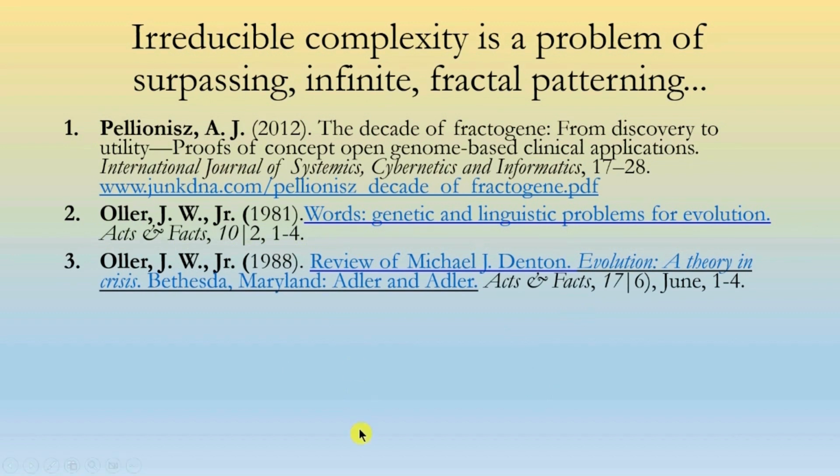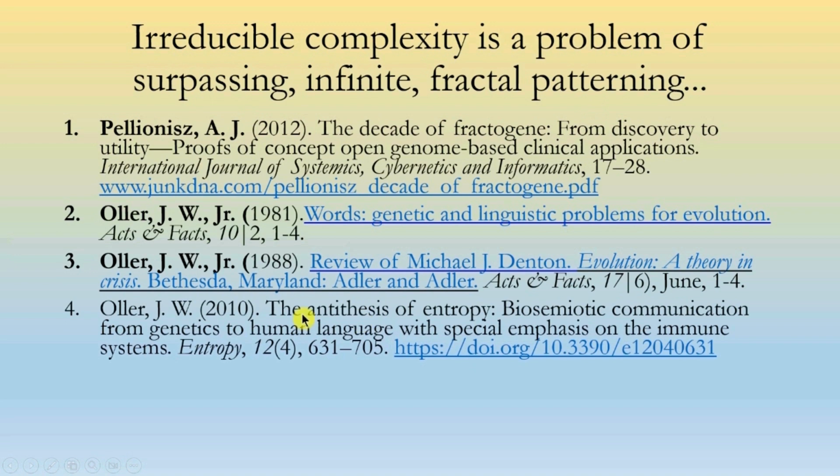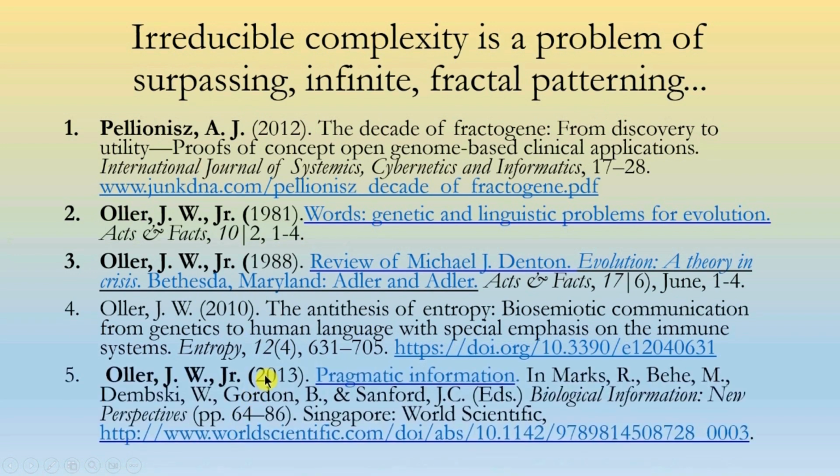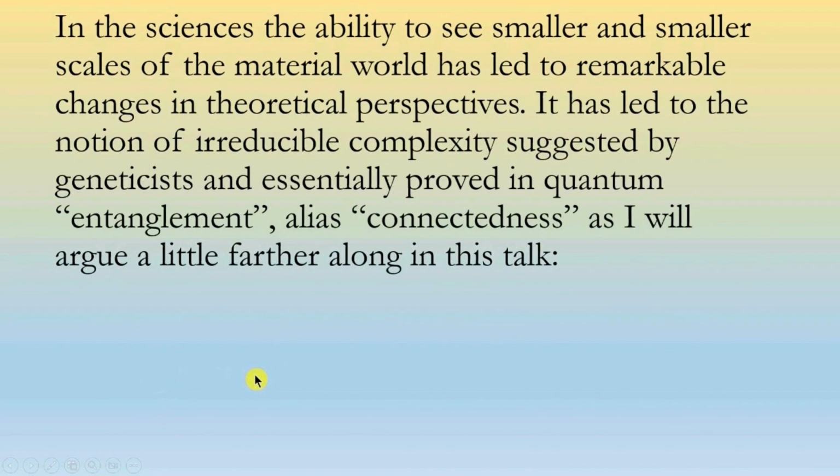It was Michael Denton in his book Evolution: A Theory in Crisis. He has a PhD in biochemistry and had been an evolutionist for many years, but when he started looking under the microscope, he discovered that he didn't really believe that theory anymore. His problem was essentially irreducible complexity. I also defined in 2013 what I called pragmatic information. Now, I'm only mentioning this because there's a progression here, and pragmatic information transcends the sort that Shannon had in mind and brings the real world into perspective. In the sciences, the ability to see smaller and smaller scales of the material world led to some remarkable theoretical perspective changes.